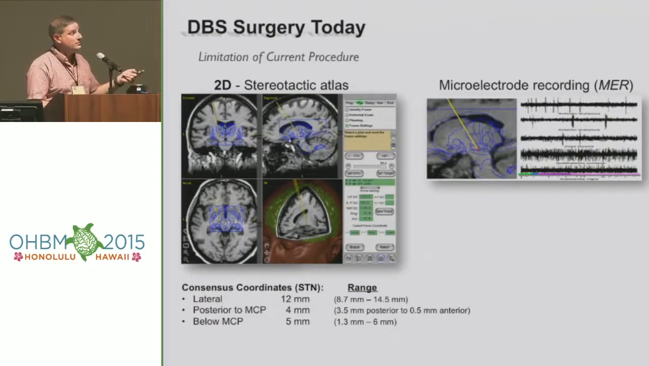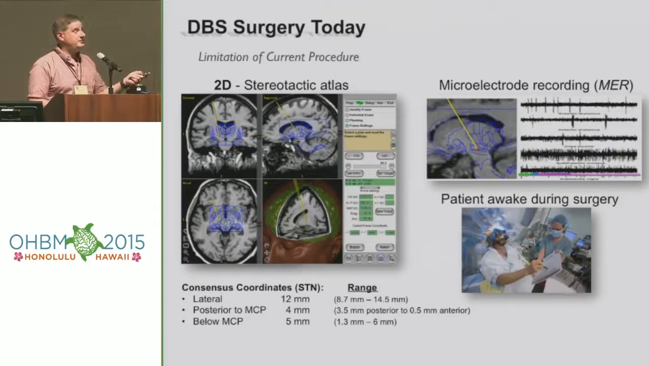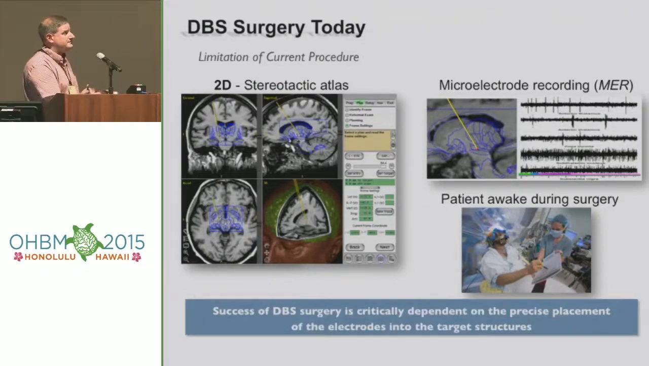So this is a long process. Typically it's 5 to 6 hours, with multiple penetrations, and the patient has to be awake during the procedure. Why? Because if you anesthetize the patient, all of these lines will basically be flat, so you won't have any MER information and you cannot validate where you are from a targeting perspective. Once again, the success of DBS is crucially dependent on how well you can position the electrode.